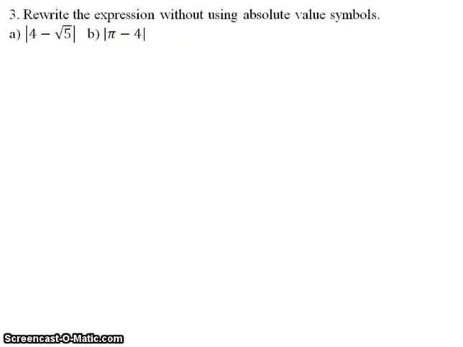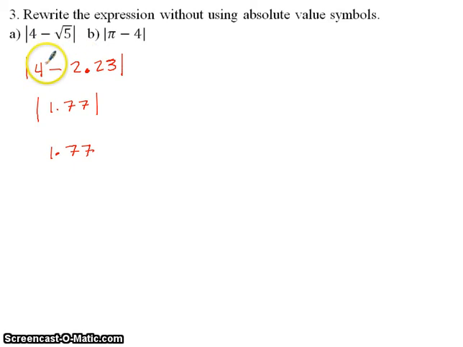We want to rewrite the expression without using the absolute value symbols. Okay, so let's think about what these are in terms of decimals, and then work backward from there. Okay, so the absolute value of 4 minus the square root of 5. First of all, the square root of 5 is less than the value of 4 here. And it is approximately equal to 2.23.